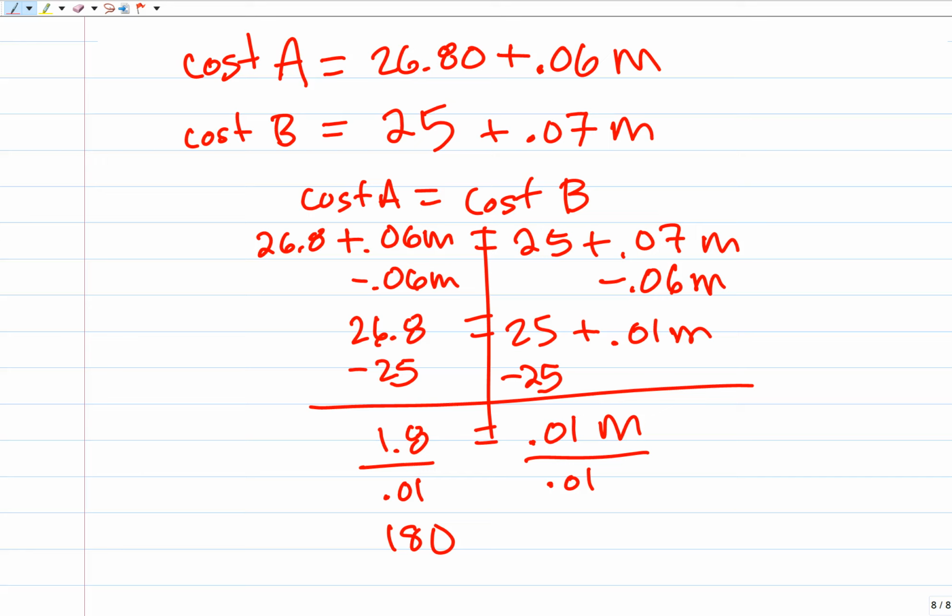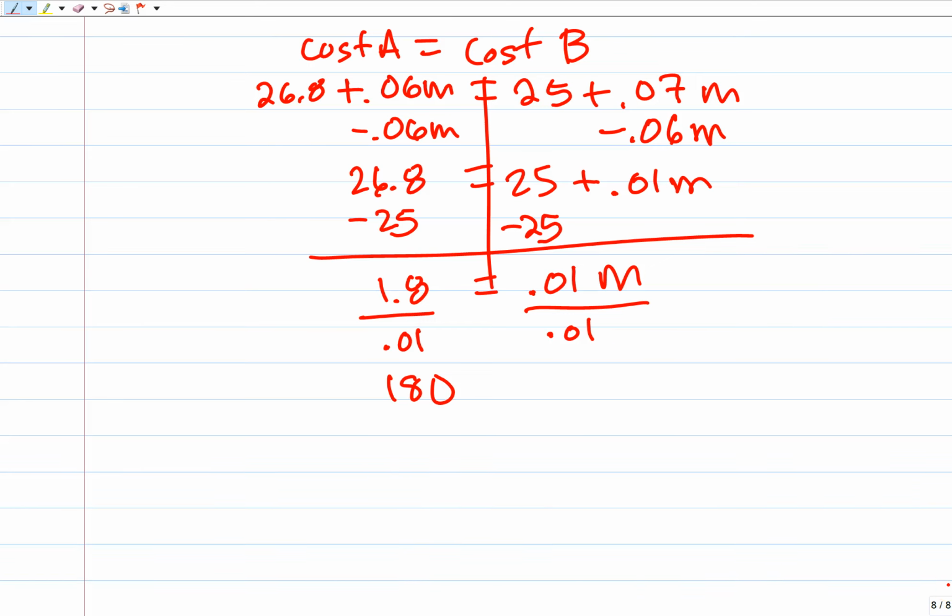If you're not liking this, like I said, multiply it all by 100 so you don't have to deal with the decimals. Yeah, be careful with that. So that's equal to M, or we could say M is equal to 180. This is the amount of minutes where the two plans are equal, right?